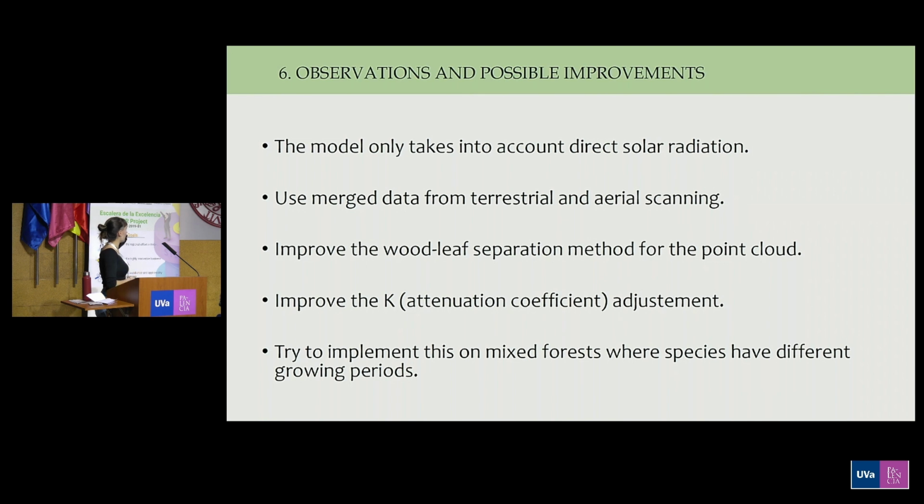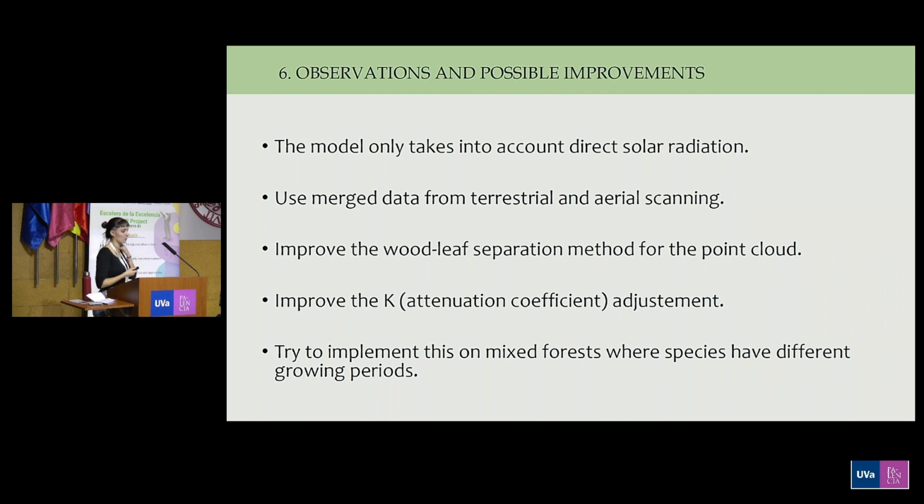We could also have used merged data from TLS, so we could have a better representation of the upper part of the ground. We could improve the wood-leaf segmentation method that we use, because there are better algorithms that can do it. We could have done it better than we did. And we could also improve the K adjustment.